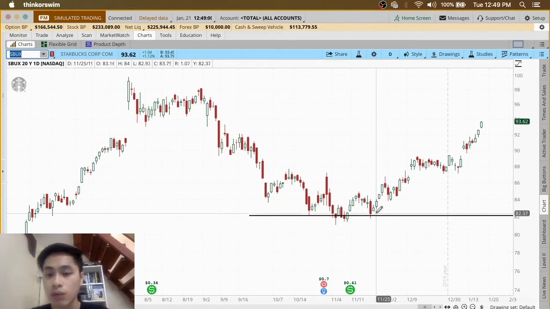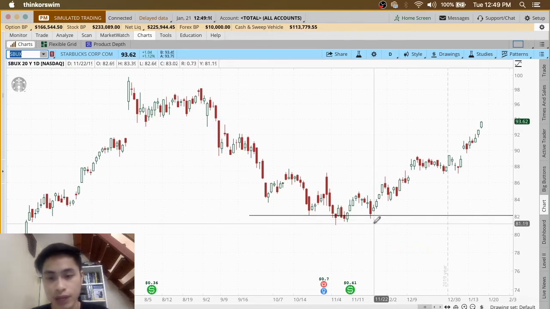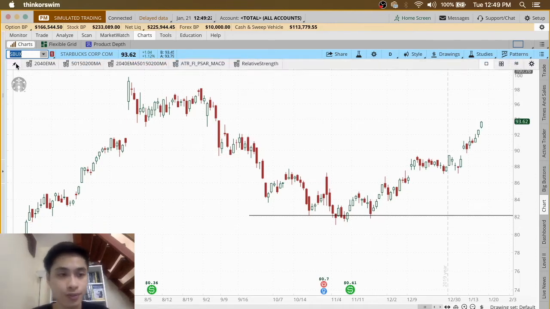So the support level is at this point, right? 82.02. So where do we want to set our stop loss? We want to set our stop loss just below 82.02. So let's say we want to set our stop loss at around this point. So that is where we want to set our stop loss, 81.34. So let's take a look at another example of how we can set our price pattern stop loss.